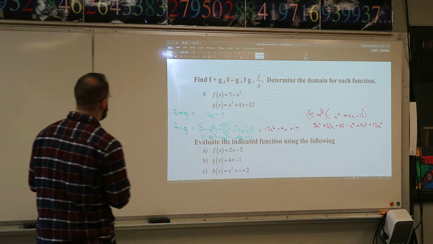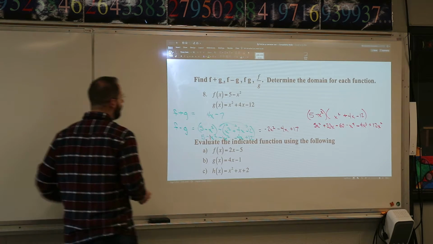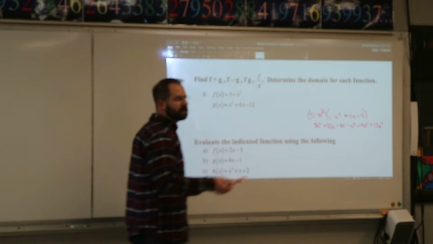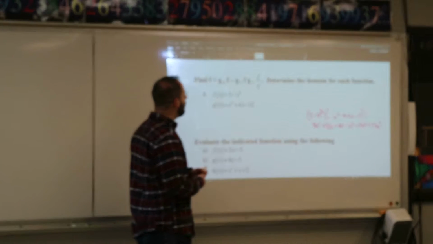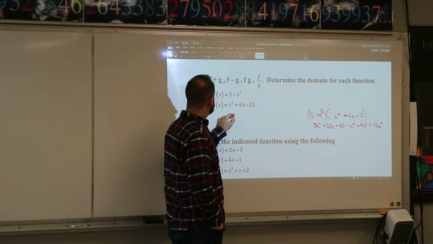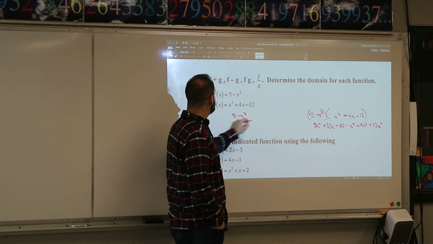Dividing. I don't want you to do long division or synthetic or anything like that. Just put them on top of each other. Which one needs to go on the top? F? Yeah, 5 minus x squared goes on the top. The x squared plus 4x goes on the bottom.